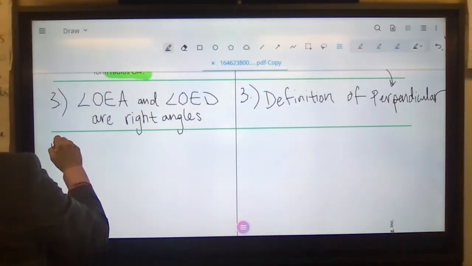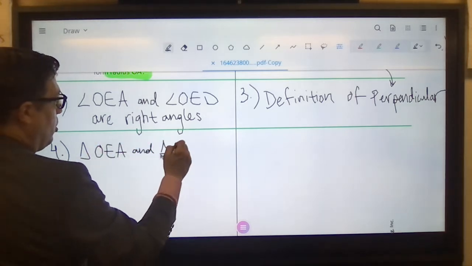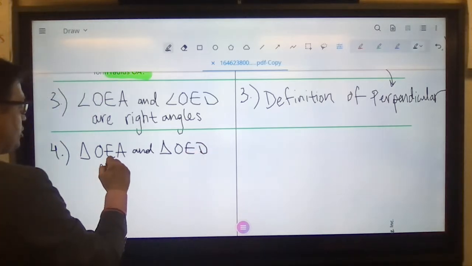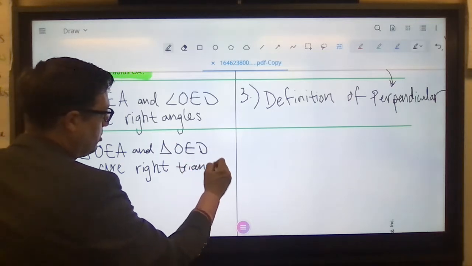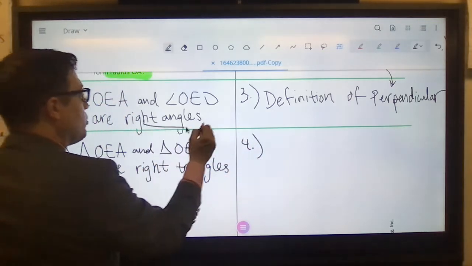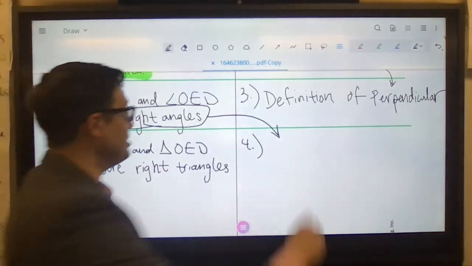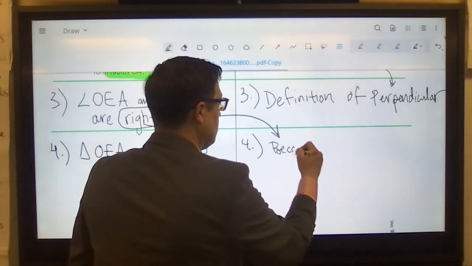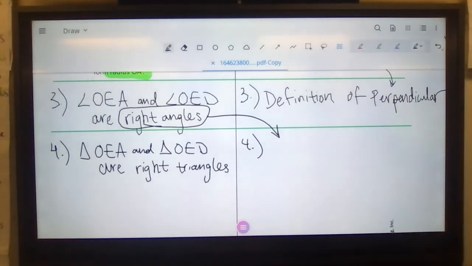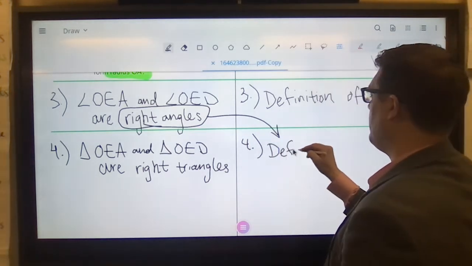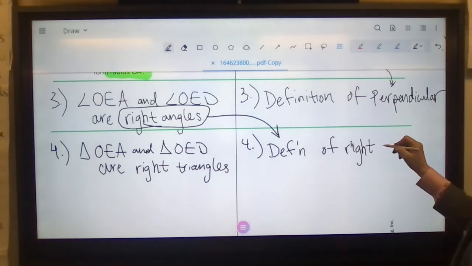So statement 4, triangle OEA and triangle OED are right triangles. Which is literally because right angles is used. So we're going to use that statement as our next reason. Definition of right triangles.